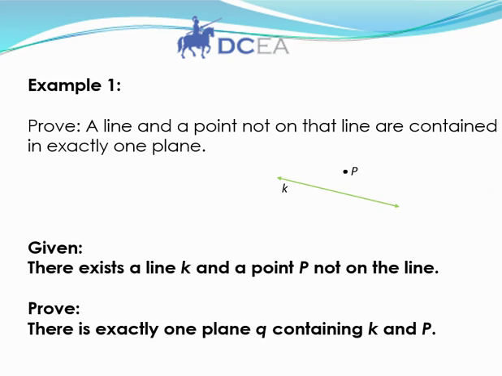So, example 1. Let's prove that a line and a point not on that line are contained in exactly one plane. So here we have a picture, and we have a line and a point not on that line. We're going to name this line, line K, and the point is point P. Given: there exists a line K and a point P not on the line. We will prove that there is exactly one plane Q containing K and P.